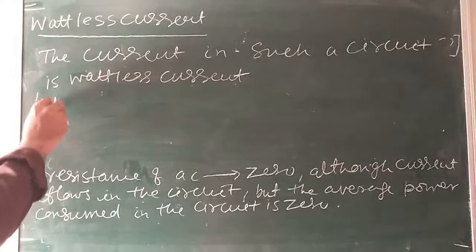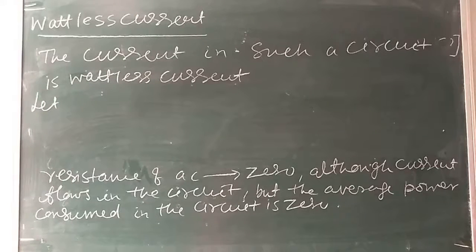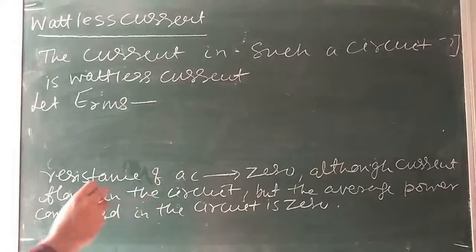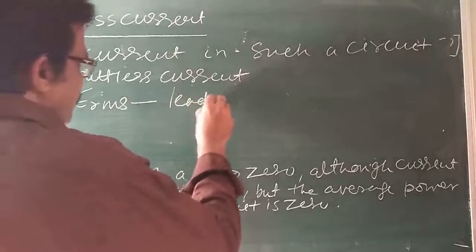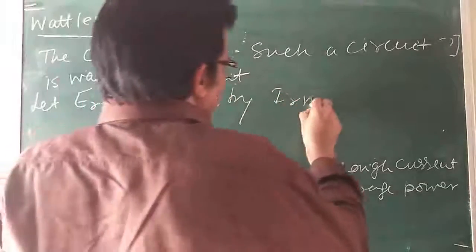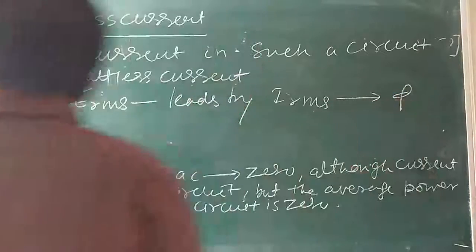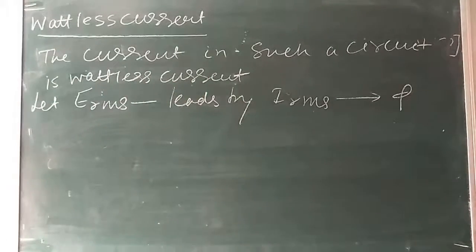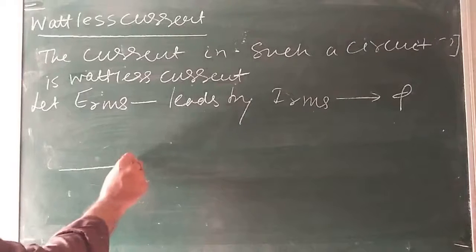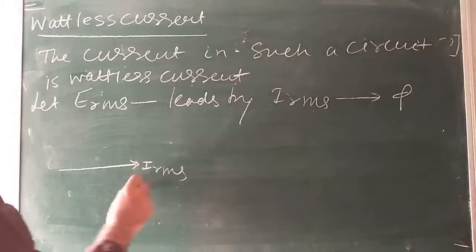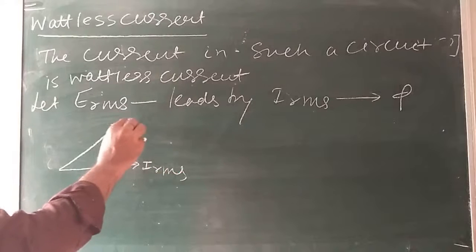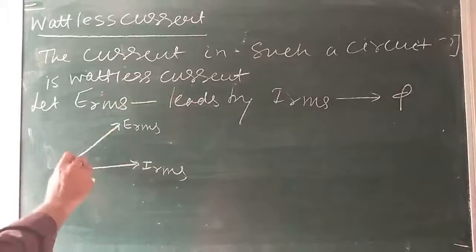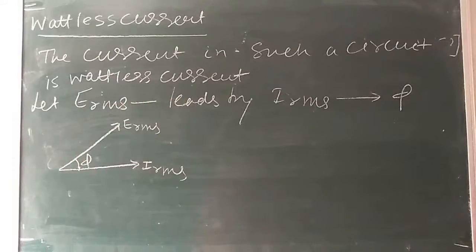Let us suppose here ERMS leads IRMS by a phase angle phi. Just I am drawing a diagram here. Here it is IRMS vector, and here it is ERMS. What I am telling? I am telling that ERMS leads IRMS by a phase angle phi.